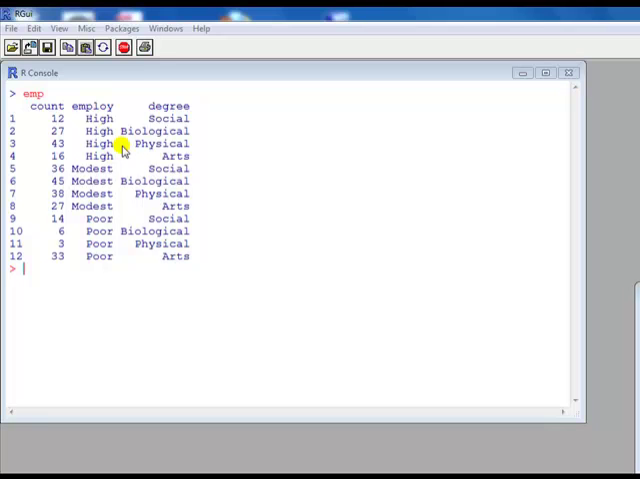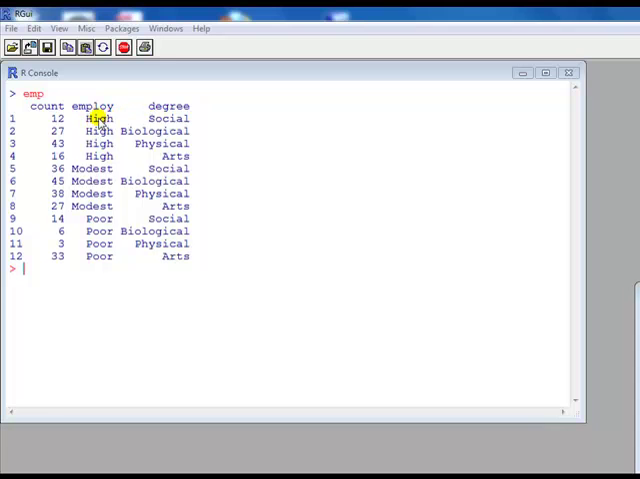In this example, I've got employment data. I have employment and degree, and I want to see if there's a relationship between employment and degree. Degree is the type of degree studied by a student, and employ stands for employment expectations, whether they're high, modest, or poor. And the count here is the number of people falling into the particular combinations of the two variables.